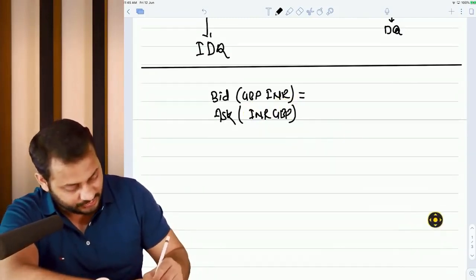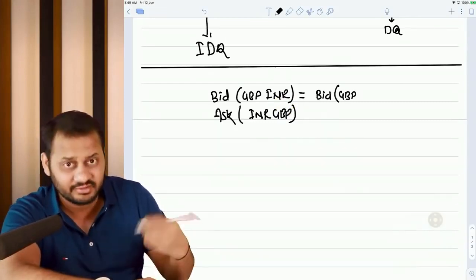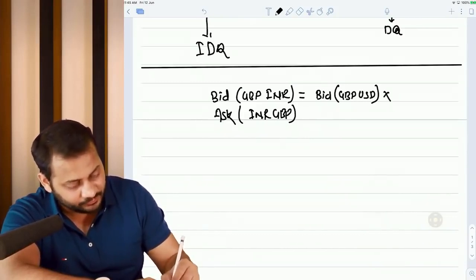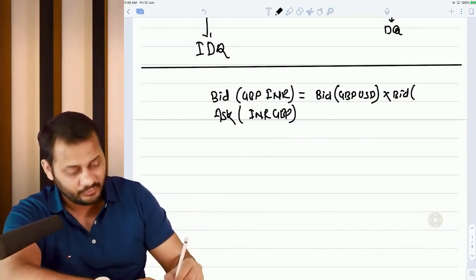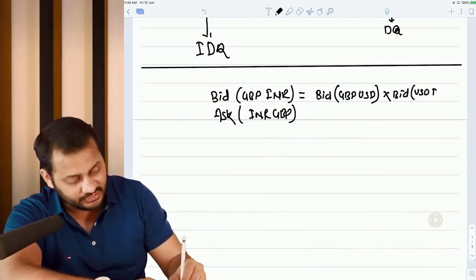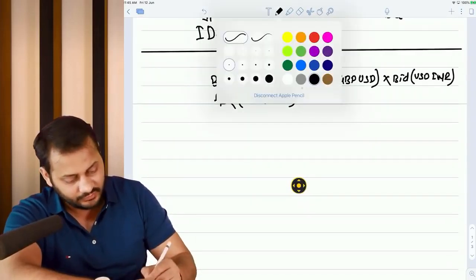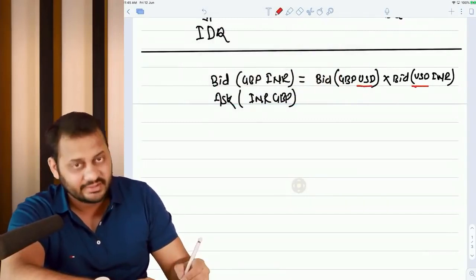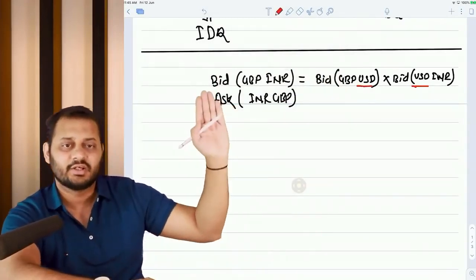So just check it. This is bid of GBP INR. Let's say the third currency is USD. So I will take bid of GBP USD multiplied by bid of USD INR, where the first currency should be USD, because I need to cancel USD. What will happen, this USD and this USD will get cancelled. What will be left is the GBP and then INR. That is what I want.